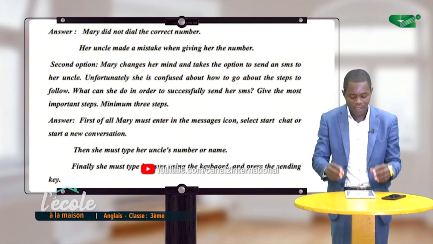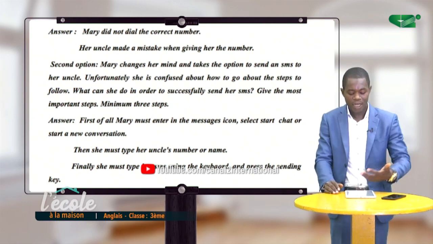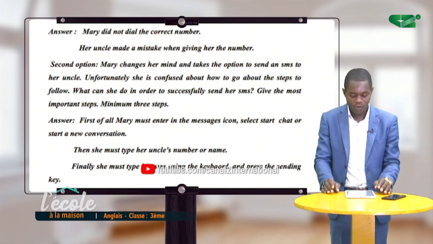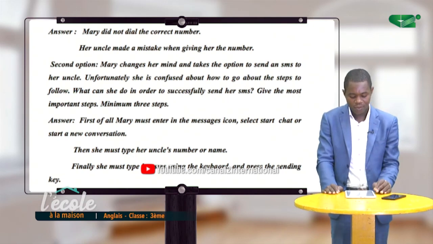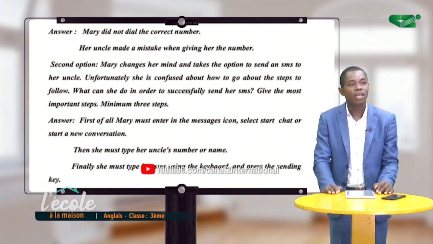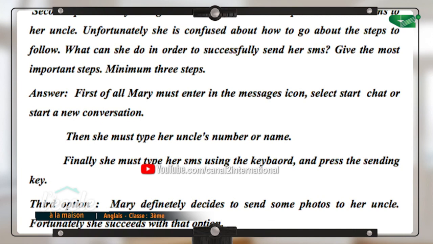First of all, Mary must enter the message icon. That is when you see the front part of your phone, that is your screen, you will see icons. You press on the icon related to or showing messages. So select start chat or start a new conversation. That is the first step. Then she must type her uncle's number or name. Because if she types somebody else's number, then she will be again doing an error. So she must be sure that the number or the name that she has entered is the correct one. And finally, she must type her SMS using the keyboard and press the sending key.